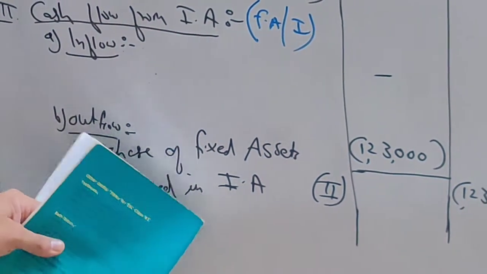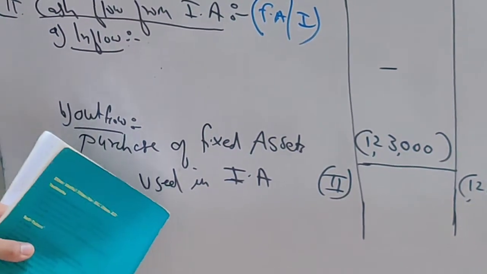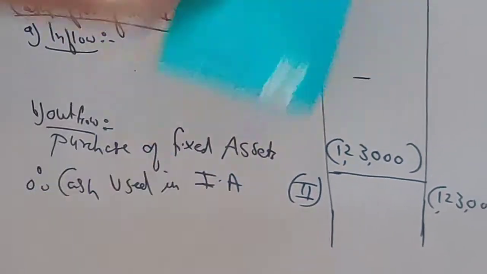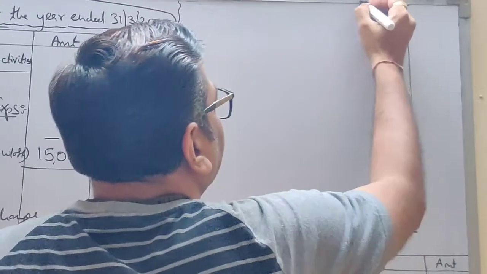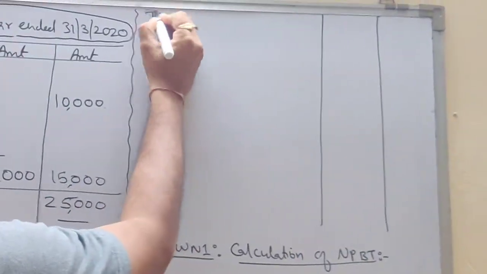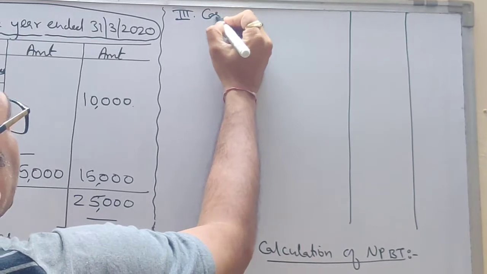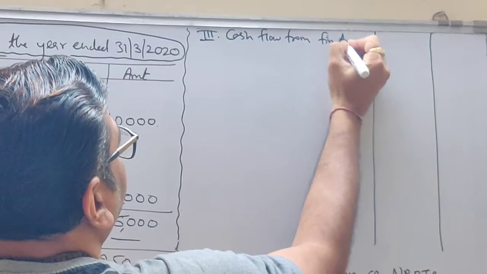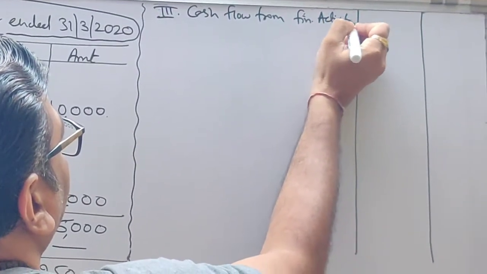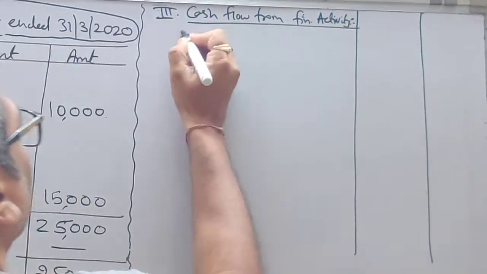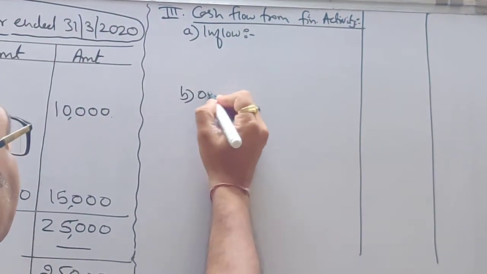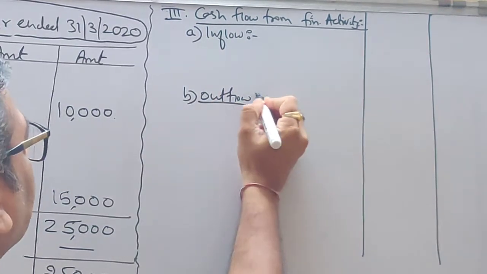Now you have to continue with this cash flow statement with the third activity, that is financing activity. Here there is no space. I am continuing from there. Okay? So I am continuing from here now. The third activity is financing activity. Cash flow from financing activities. Again, inflow and outflow.